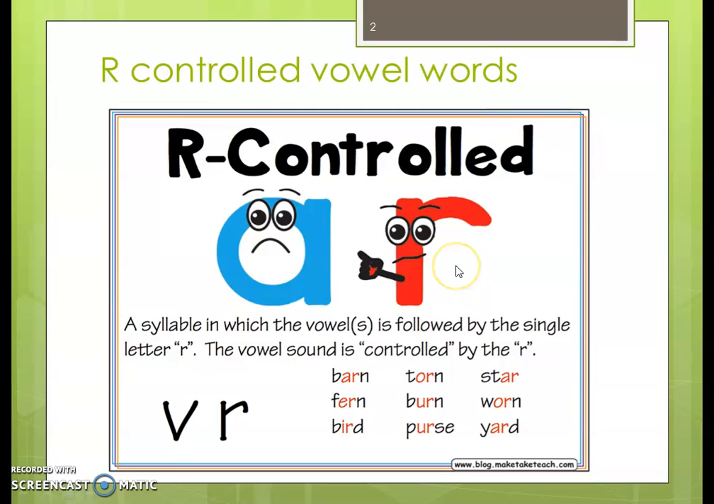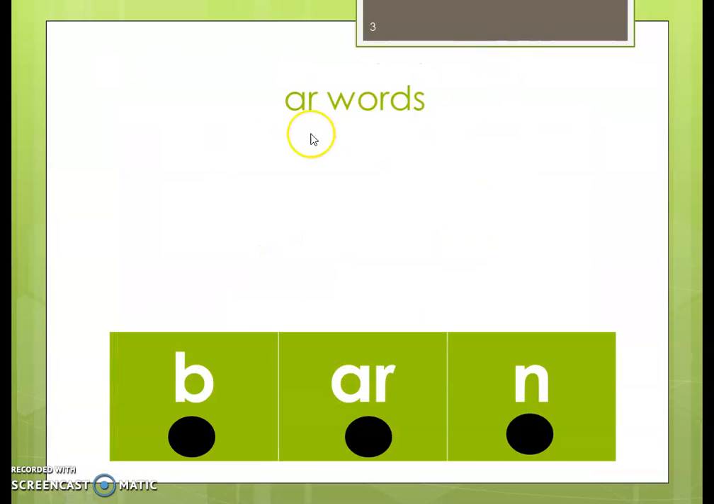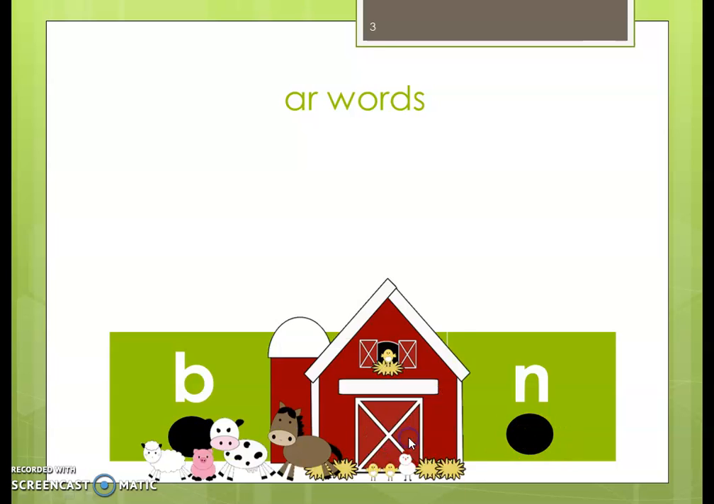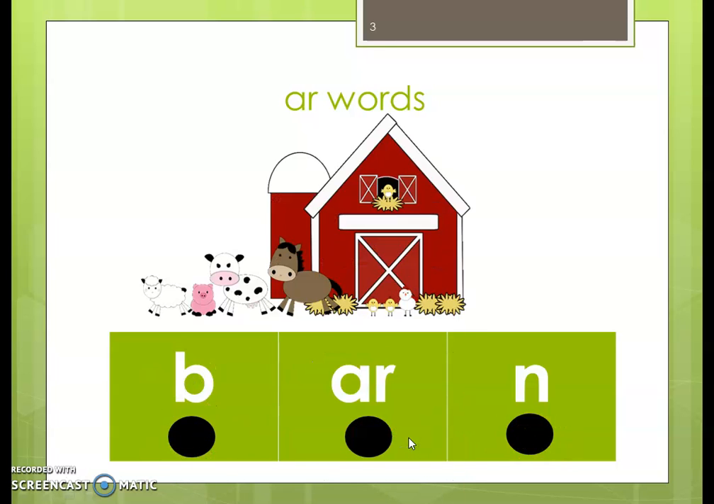Today we're going to work on the AR R-controlled vowel words and OR. So let's just focus on the AR for now. Let's stretch them out. Remember, AR says R. B, AR, N. B, arn, barn. Barn. Good. You try this next one.